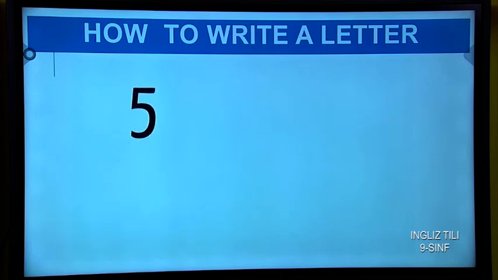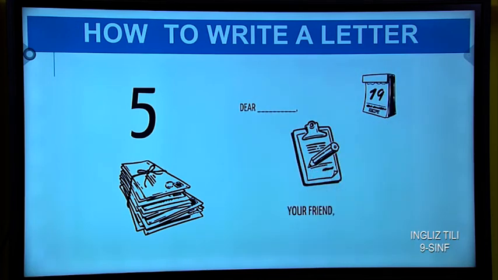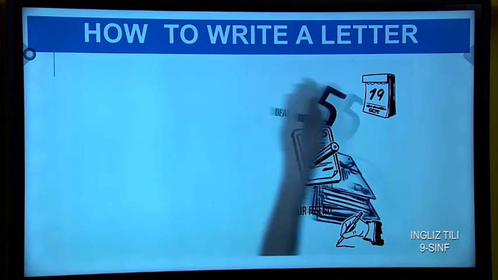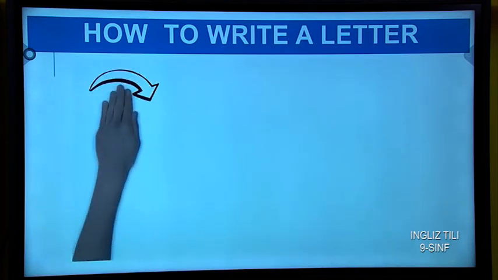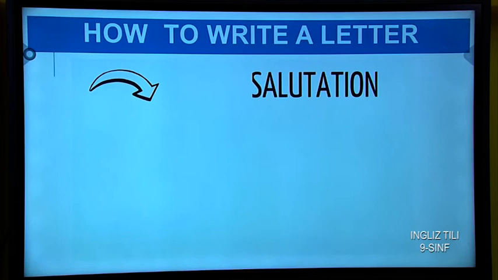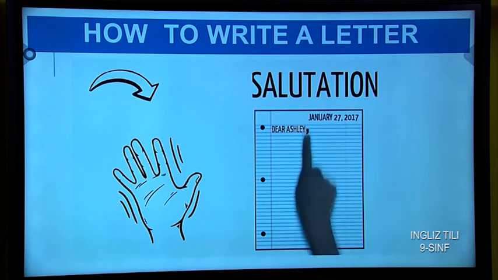There are 5 parts that must be included in every letter: the date, salutation or greeting, body, closing, and signature. The date goes at the top of your letter. It lets the person you are writing to know when you wrote the letter. Next, you must add the salutation or greeting. An informal or friendly letter will usually begin with Dear, the person's name, and always ends with a comma.